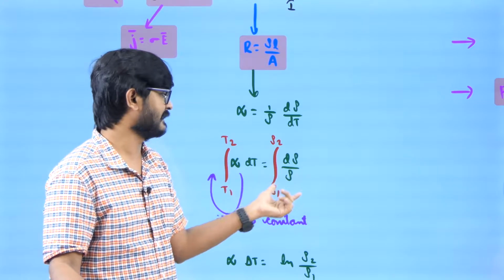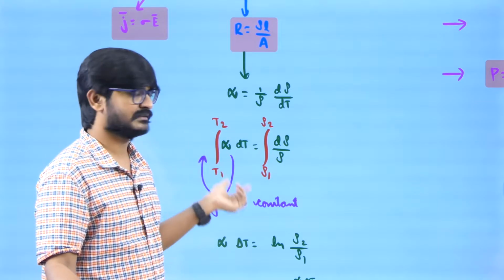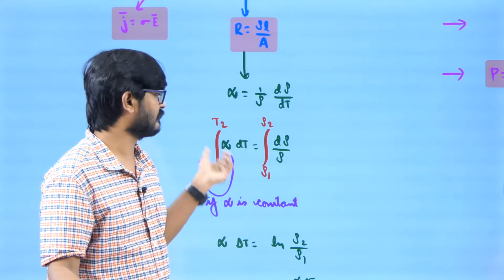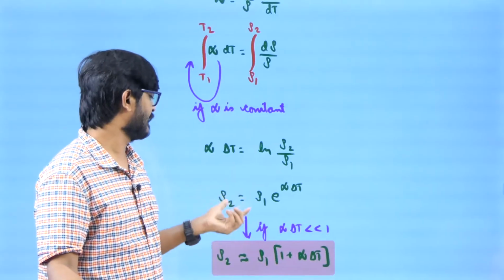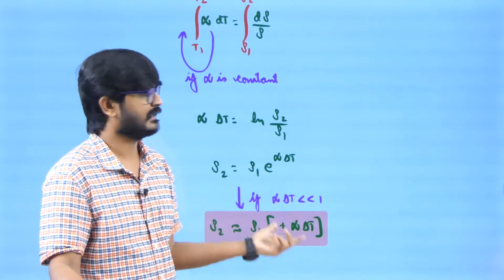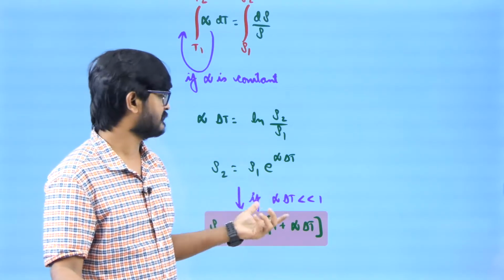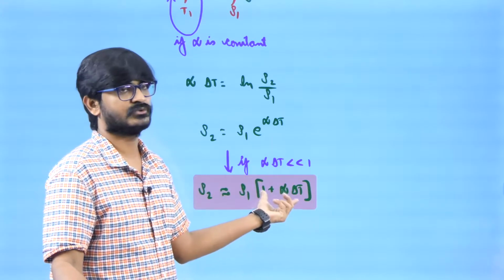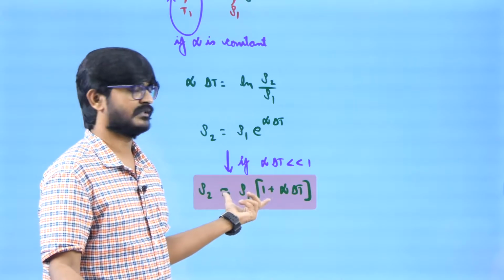So when you integrate it, when you assume alpha is constant, generally if it doesn't change with respect to temperature, you can take it out and integrate it. Finally you will be ending up with this result. But when alpha delta T is very small, which usually happens, alpha delta T is much less than 1, then you can approximate this to the first two terms of e power x, right? So this is a well known result.